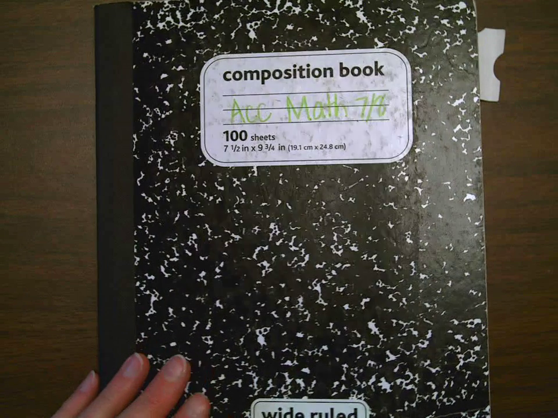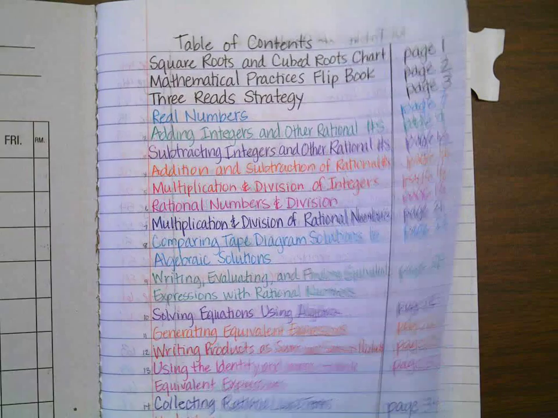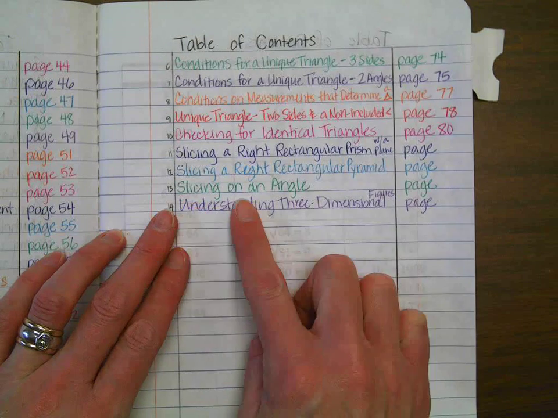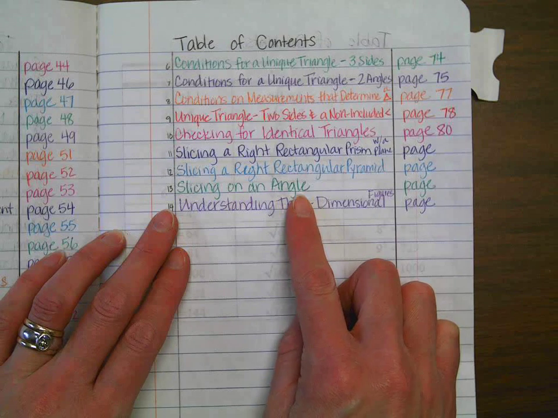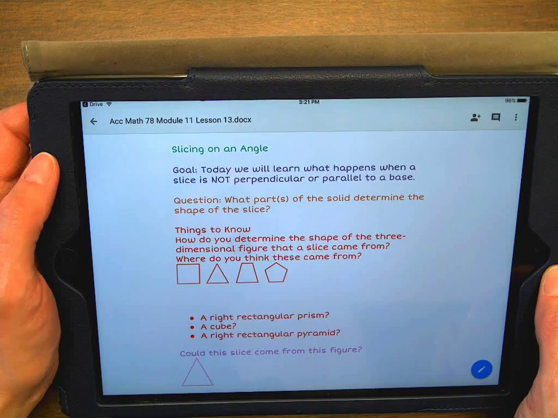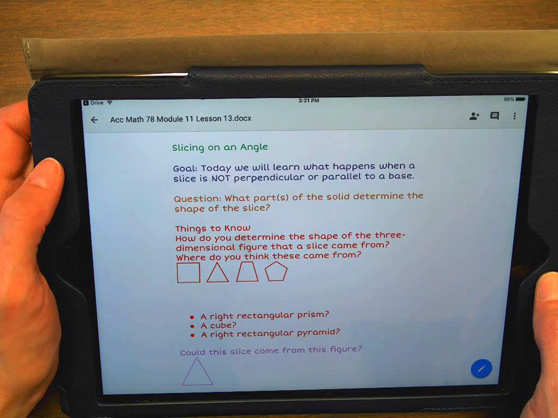We are working on Module 11, Lesson 13. And Lesson 13 is called Slicing on an Angle. Okay, slicing on an angle. So here we have on our iPad our notes for today's lesson. Okay, and again, it's called Slicing on an Angle.